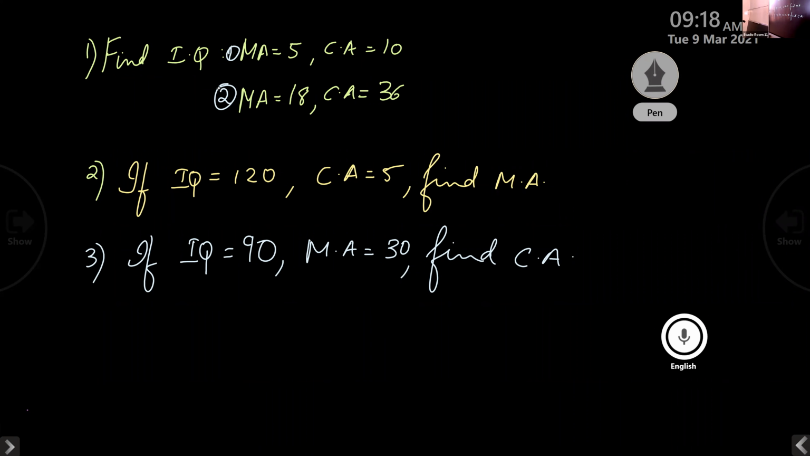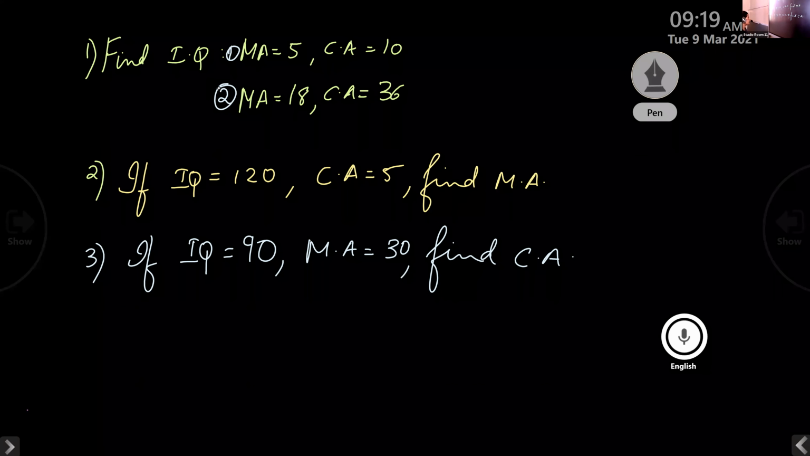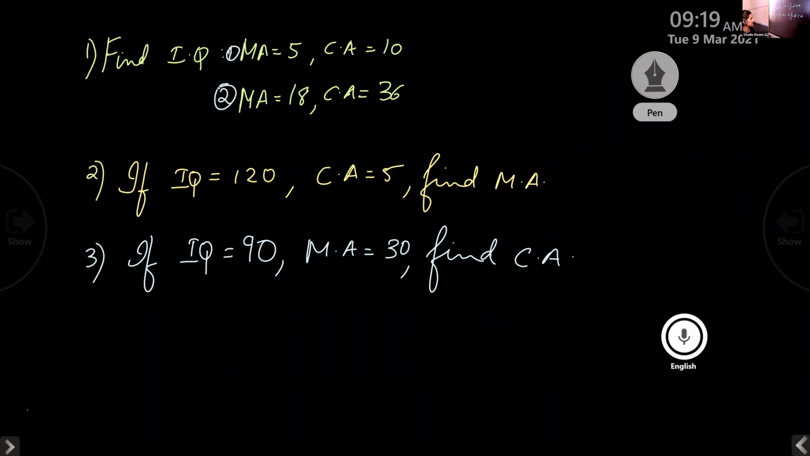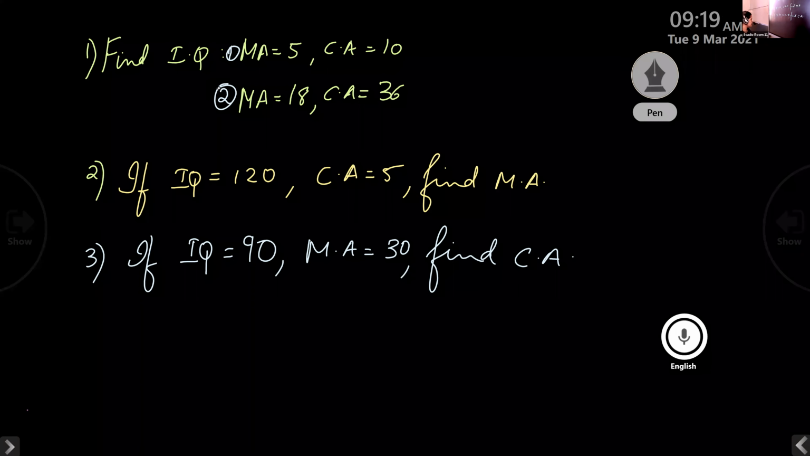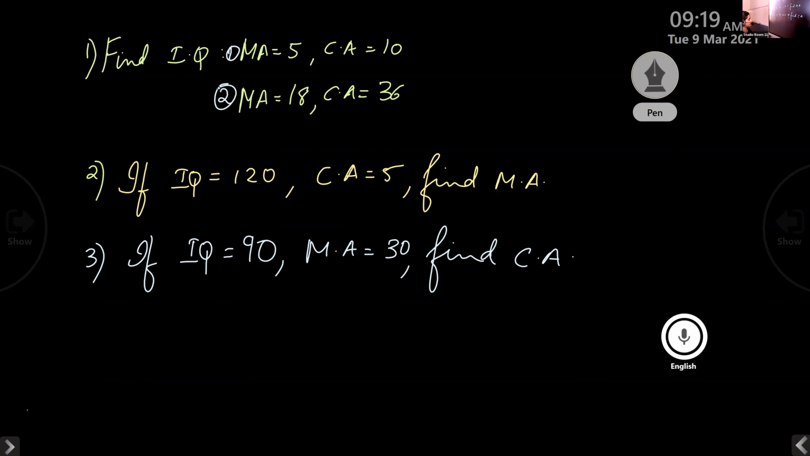First question is find the IQ. There are two cases in which you have to find the IQ. In first case, MA equal to 5, CA equal to 10. In second case, MA equal to 18, CA equal to 36. The second question, if IQ equal to 120, CA equal to 5, find MA. You have to find MA with the same equation itself. And third question, you have to find CA. MA and IQ are given.